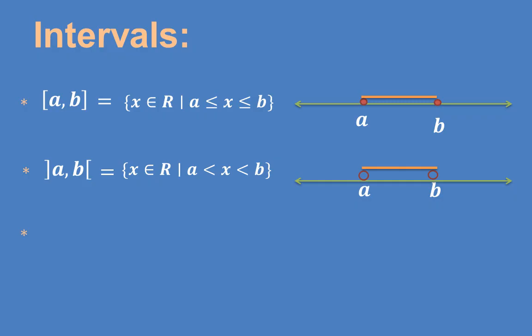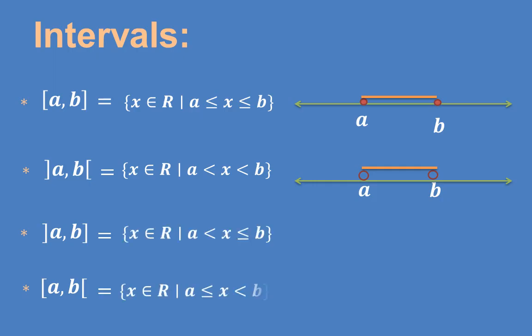The third type of intervals is the half-open or half-closed interval. It takes these symbols. It includes one of the endpoints and excludes the other point, and it refers to these sets. And also, we can represent these intervals on the straight line as follows.